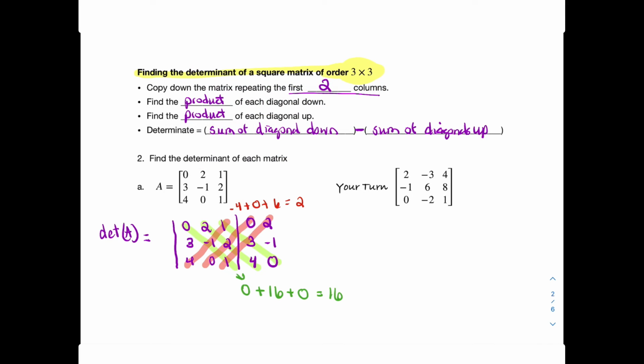Last step: my determinant of A is equal to the sum of the products of the diagonals down, which is 16, minus the sum of the products of the diagonals up, which is 2. So 16 minus 2 equals 14. That's how you find the determinant of a 3 by 3 matrix. So you try the next one.